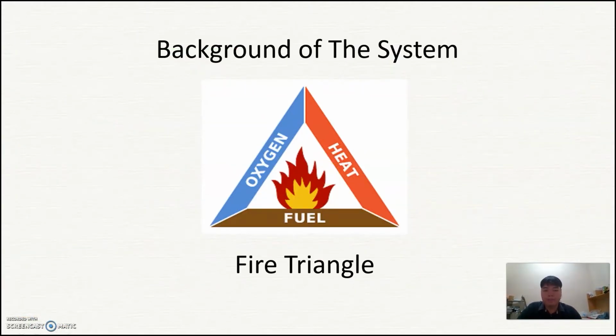So the breakdown of the system. Fire is a combustion or burning in which substances combine chemically with oxygen from the air and typically give out bright light, heat, and smoke. Thus, there are three conditions for fire. There is a fire triangle, which is oxygen, heat, and fuel.